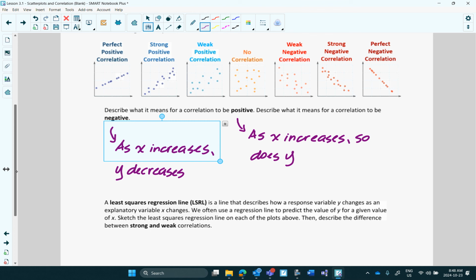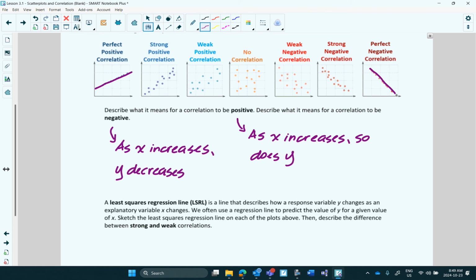So if we want to draw a least squares regression line for each of these, okay, well, in a perfect positive, I can easily draw a line that goes through all the points. That would be the regression line. And I could make very accurate predictions. So like if there's a number out here, I could get an equation for this line, plug the value of X in here, and I'd probably get the exact value of Y. Because it's perfect. Just like here, it would be a perfect negative.